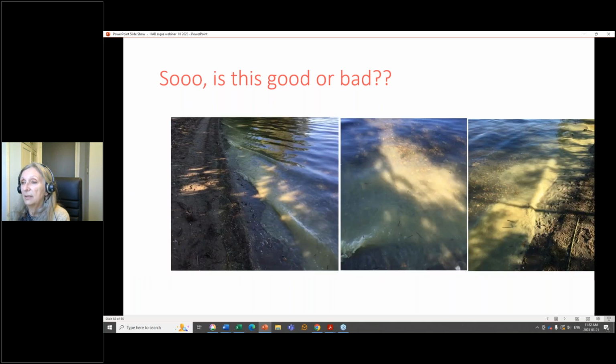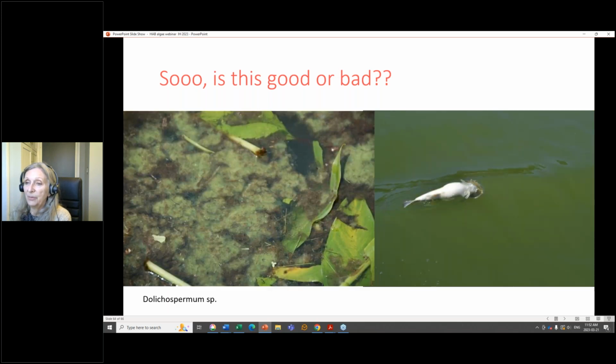How about this? It's also dispersed in the water and just along the shore. Well, this one is actually pine pollen, and unless you're allergic, it's not an issue. How about this one? Again, it looks like fine beads in the water, and this is our friend Dolichospermum again.